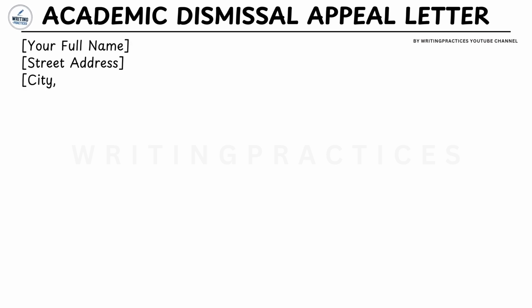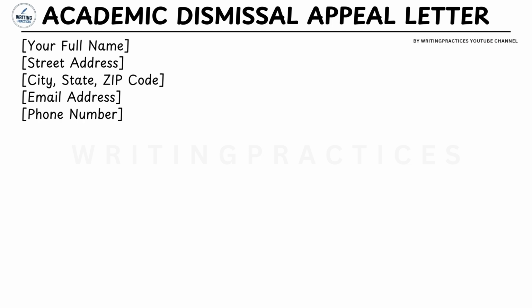Universities carefully review dismissal appeals to determine whether a student genuinely understands the seriousness of their academic performance and has taken meaningful steps to improve. That is why this letter must honestly explain the circumstances behind the academic difficulties, demonstrate accountability, and present a realistic plan for future success. So here is how to write it.